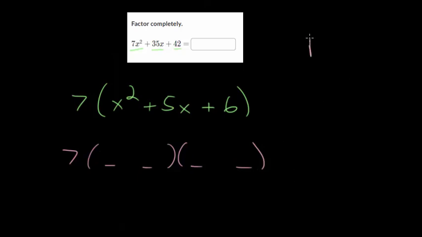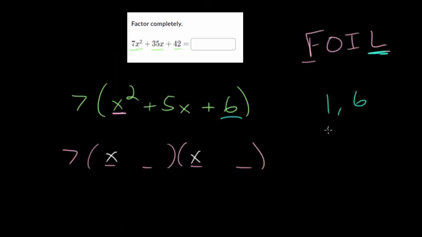And then again, we're just using that reverse FOIL method. So the first ones give you the x squared term. That means that this will be x and this will be x because those multiply to give you x squared. And then the last ones will give you the constant term. So let me use a different color. We need to ask what combination of 2 numbers can multiply to give you 6. That could be 1 and 6 or 2 and 3. It could also be the negative numbers, -1 and -6 and -2 and -3.